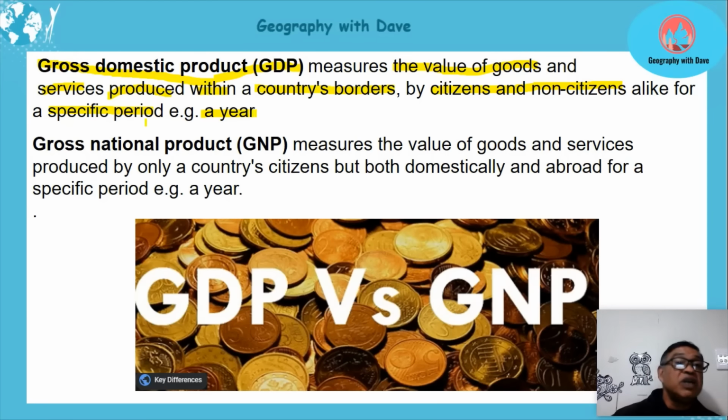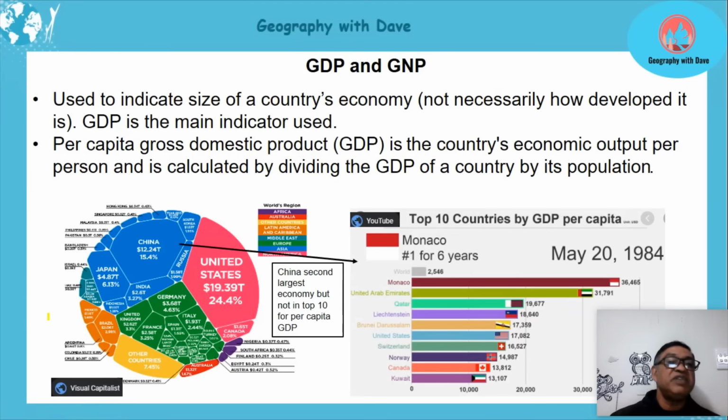Let's look at gross national product. It measures again the value of goods and services produced only by a country's citizens. Now, this is no more non-citizens, but it also includes domestically and abroad, meaning within the borders and outside the borders, for a specific period, again generally a year. Okay, we've got an understanding of this. Let me go further.